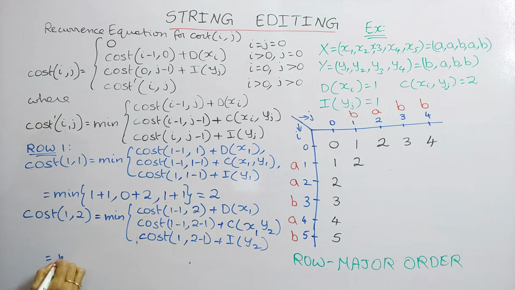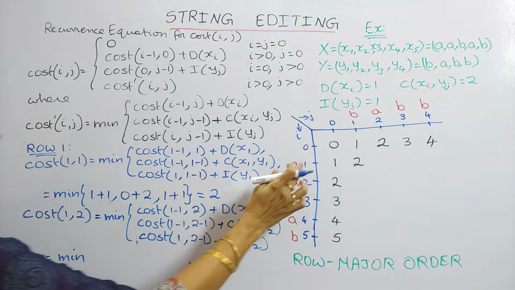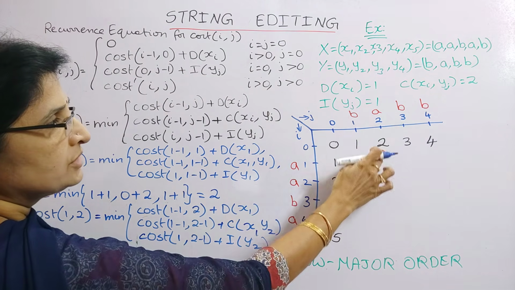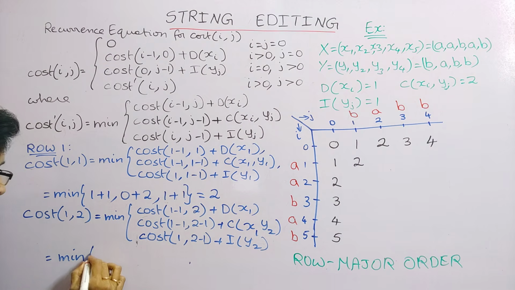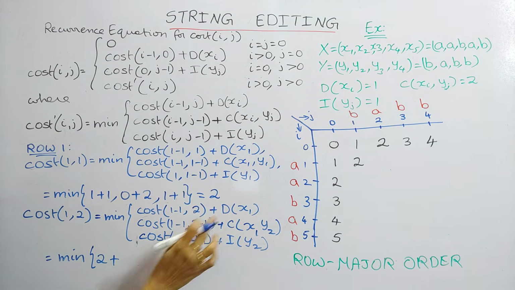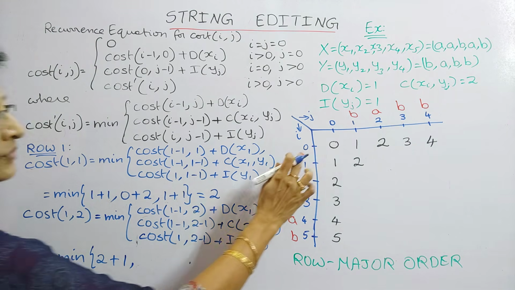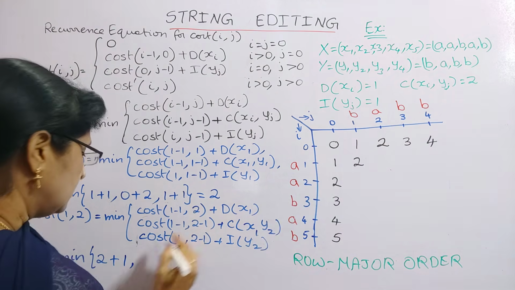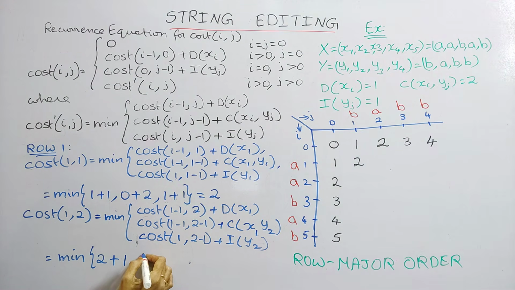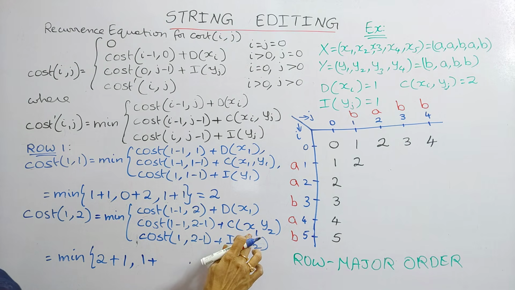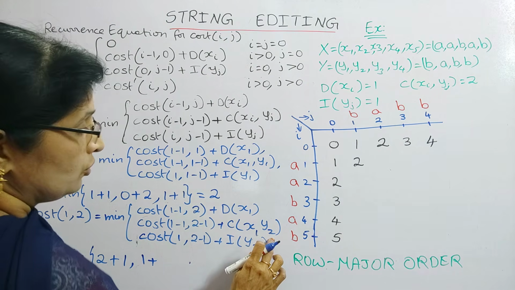So it is minimum of cost of 0 2. It is how much? It is 2. 2 plus delete of x1. So delete operation cost is 1. Next, cost of 0, 1. It is 1. Plus, now you want to change x1 to y2.